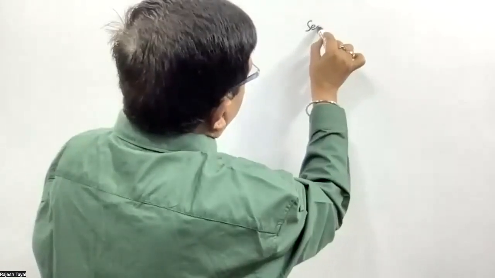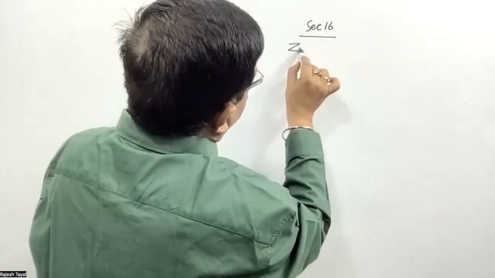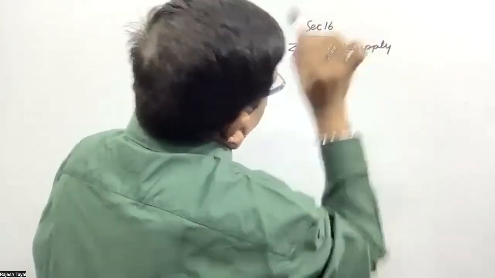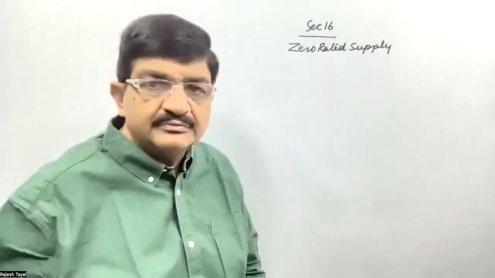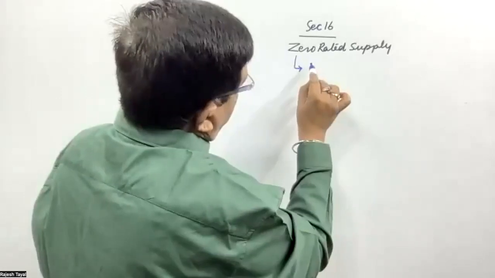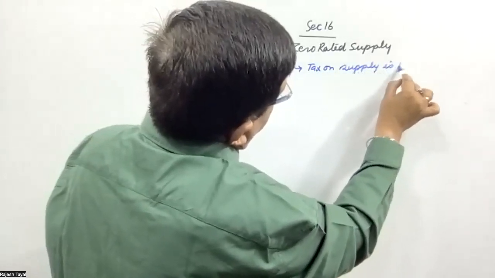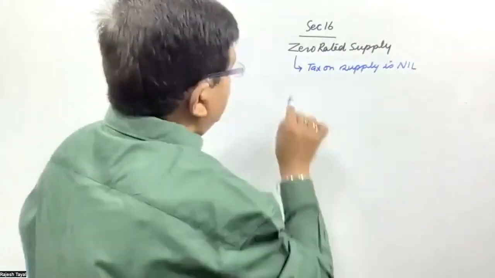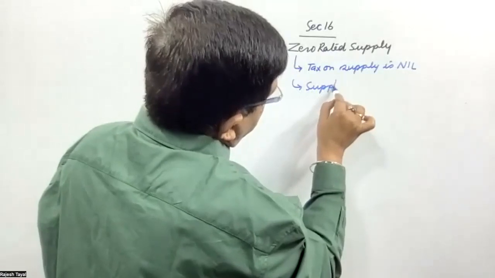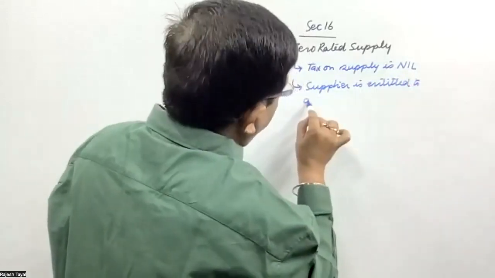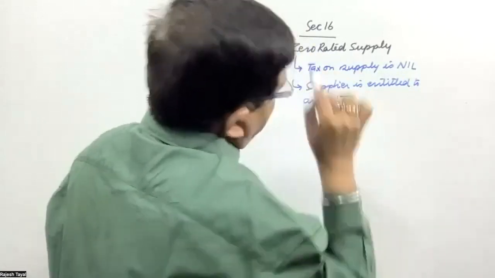So section 16, that talks about zero rated supply. What is the meaning of zero rated supply? Tax on supply is nil. Supplier is entitled to avail ITC.